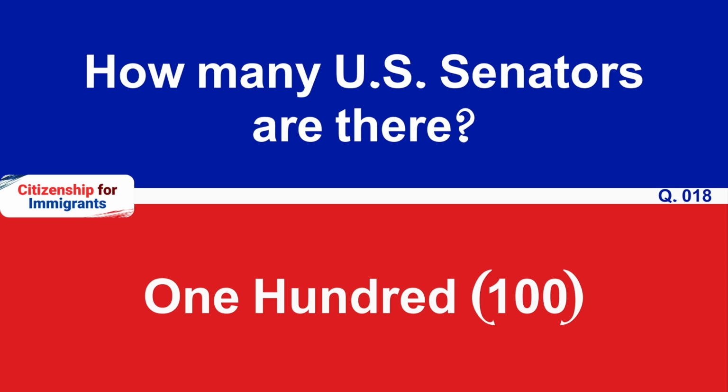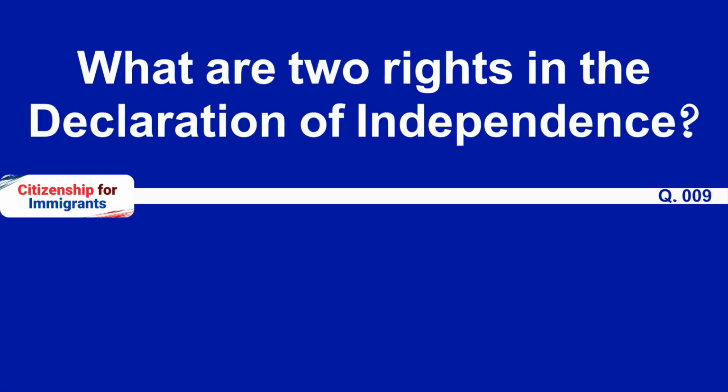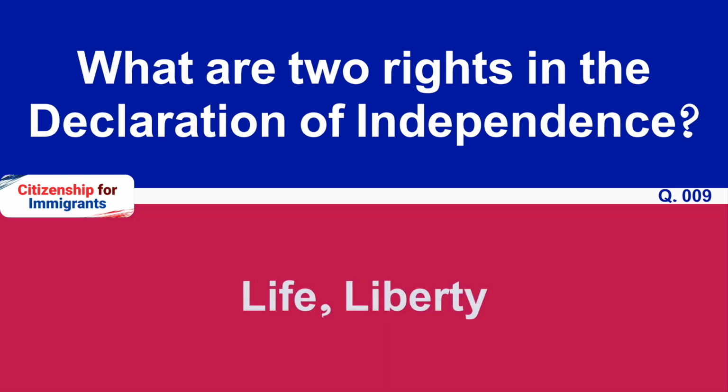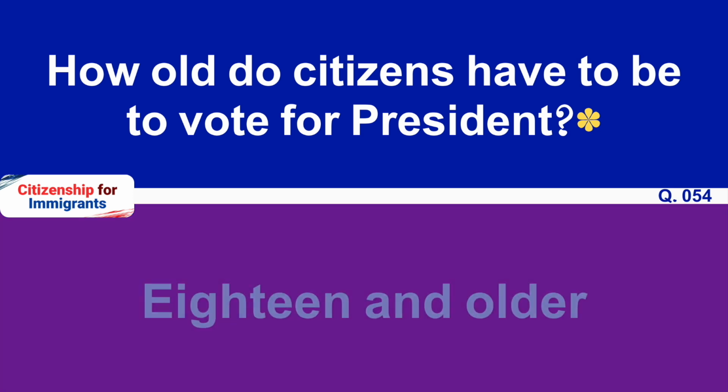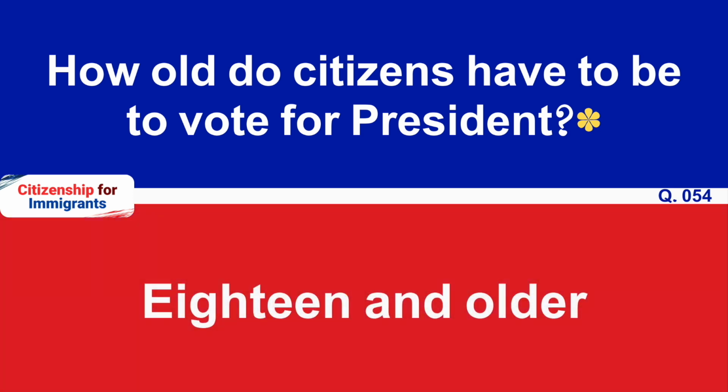How many U.S. senators are there? 100. What are 2 rights in the Declaration of Independence? Life, liberty. How old do citizens have to be to vote for president? 18 and older.